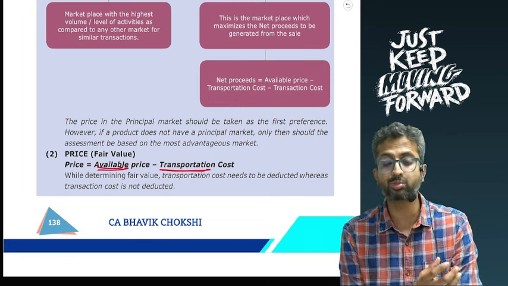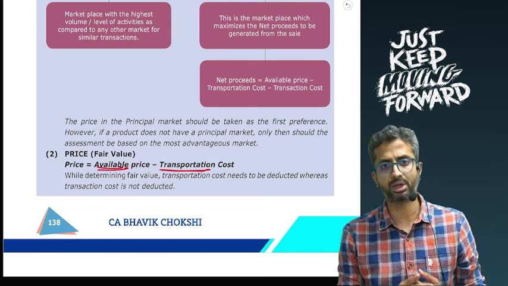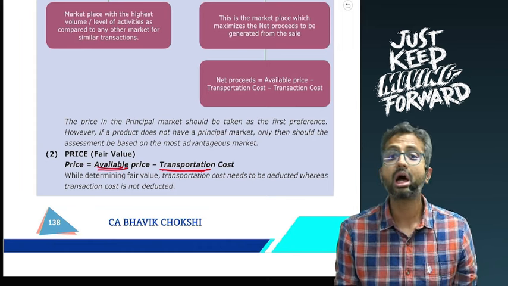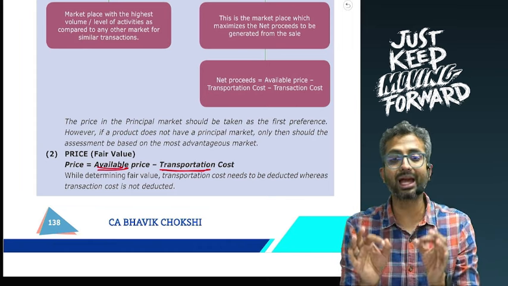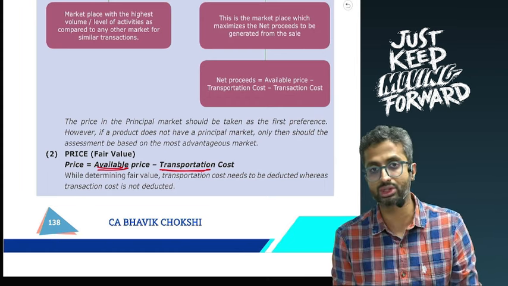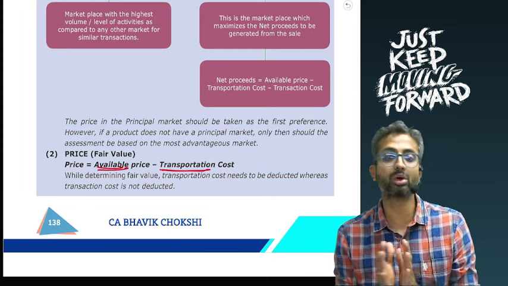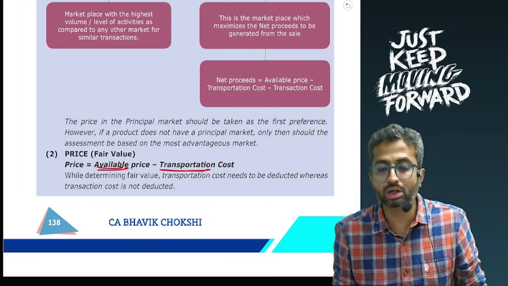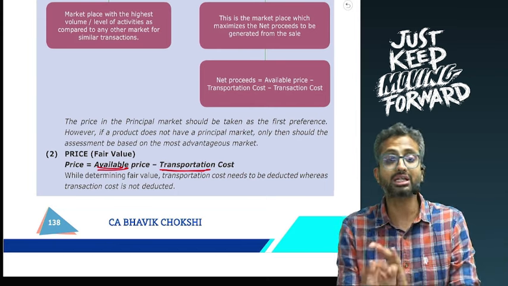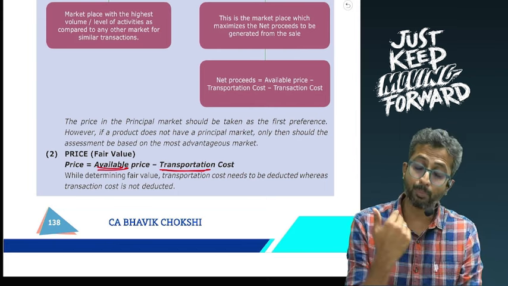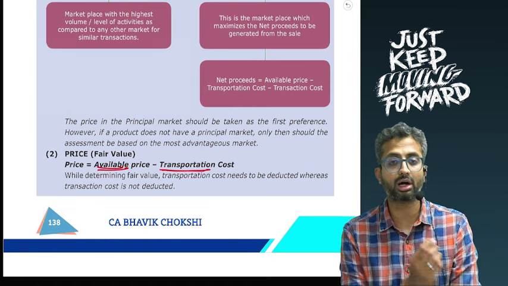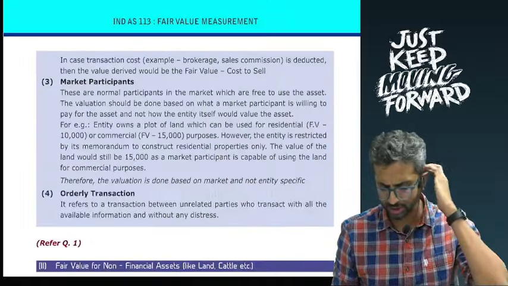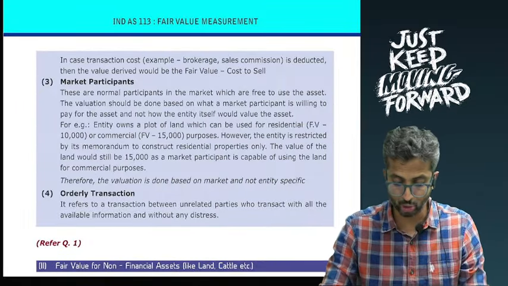Transportation cost is a cost to transport the asset into the appropriate market. Transaction cost, let me make this clear, should be deducted while assessing the most advantageous market. But once you determine what the most advantageous market is, for determining fair value, the transaction cost need not be deducted. Transportation cost has to be deducted both while assessing the most advantageous market as well as for assessing fair value. This is important, and the institute has also asked questions on this.